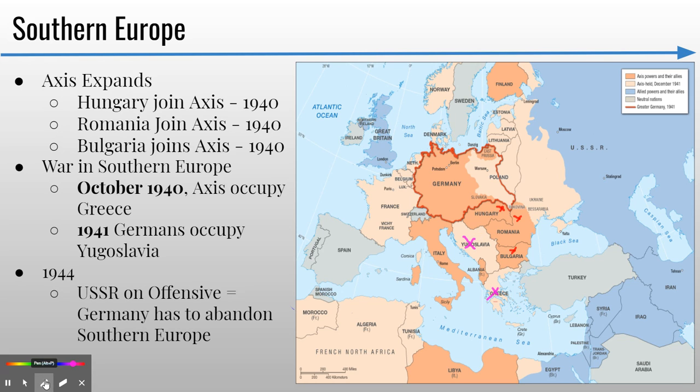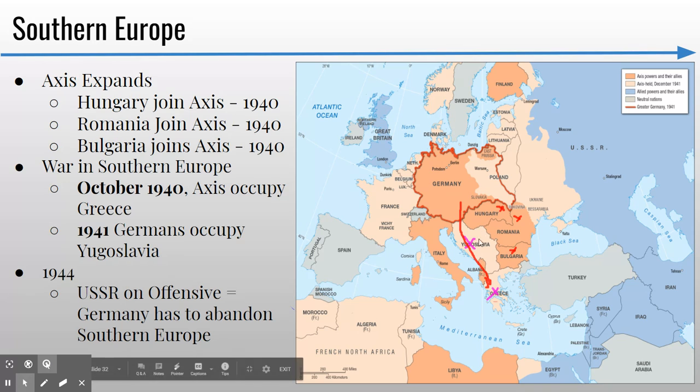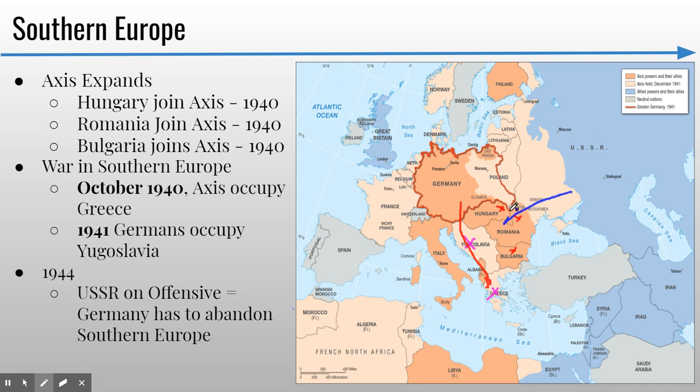Now, the reason for the German occupation of Yugoslavia is, A, they just want to get to Greece, and Yugoslavia is in the way, so they want to take it so they can get there, and they're getting ready for their invasion of the Soviet Union. So they want to control this whole area so they don't have to worry about anything, so they can throw all their troops against the USSR. Southern Europe is pretty much going to be under control of the Axis powers for most of the war until 1944, when the USSR begins to push into this area, and they're threatening to cut off all the Germans down here, so the Germans have to pull all their troops out of these areas and retreat back into Germany.